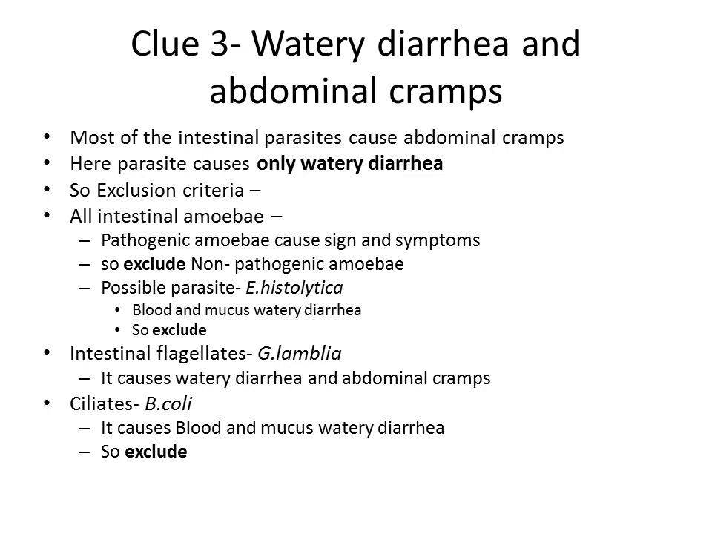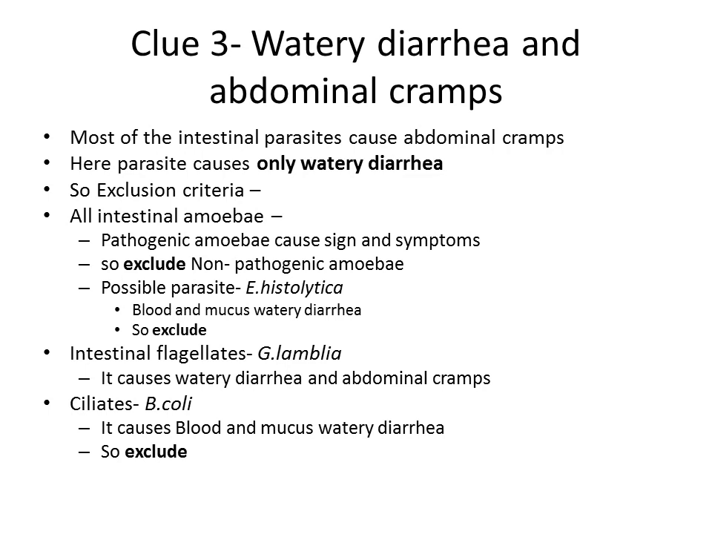it is watery diarrhea and abdominal cramps. Most of the intestinal parasites cause abdominal cramps. So by using the abdominal cramp, we cannot get any idea about the parasite. Here the parasite causes only watery diarrhea. The evidence indicates that only certain parasites produce watery diarrhea.